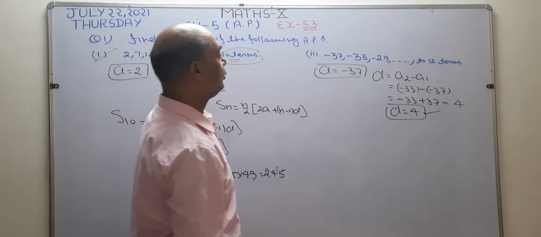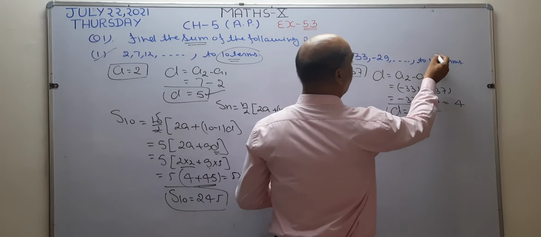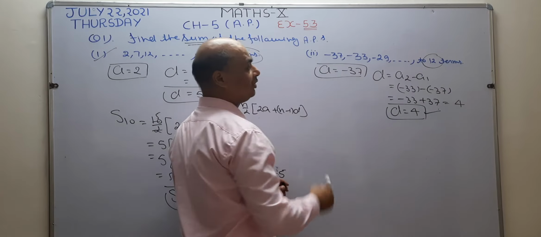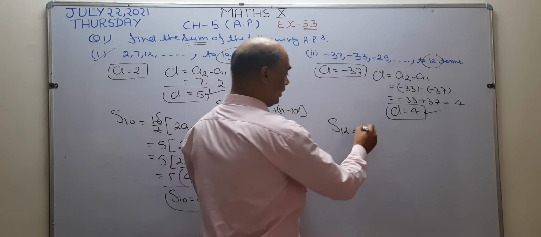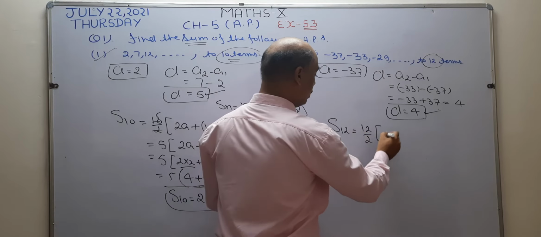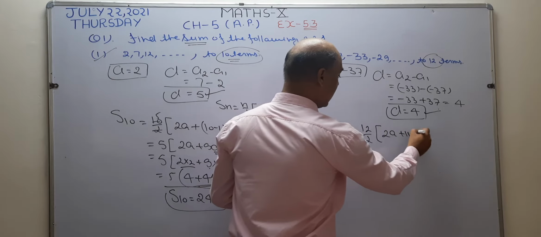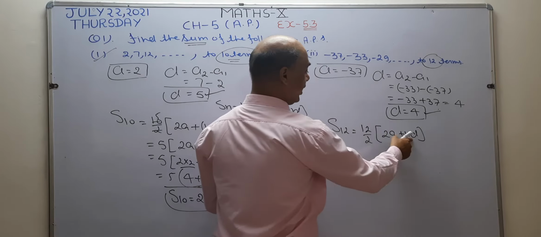Clear? Now in this second part, we are going to find the sum of the first 12 terms. So it means we are going to find the value of S12. So the formula becomes 12 by 2, 2a plus 11d. When 12 is there, you have to write 12 minus 1.